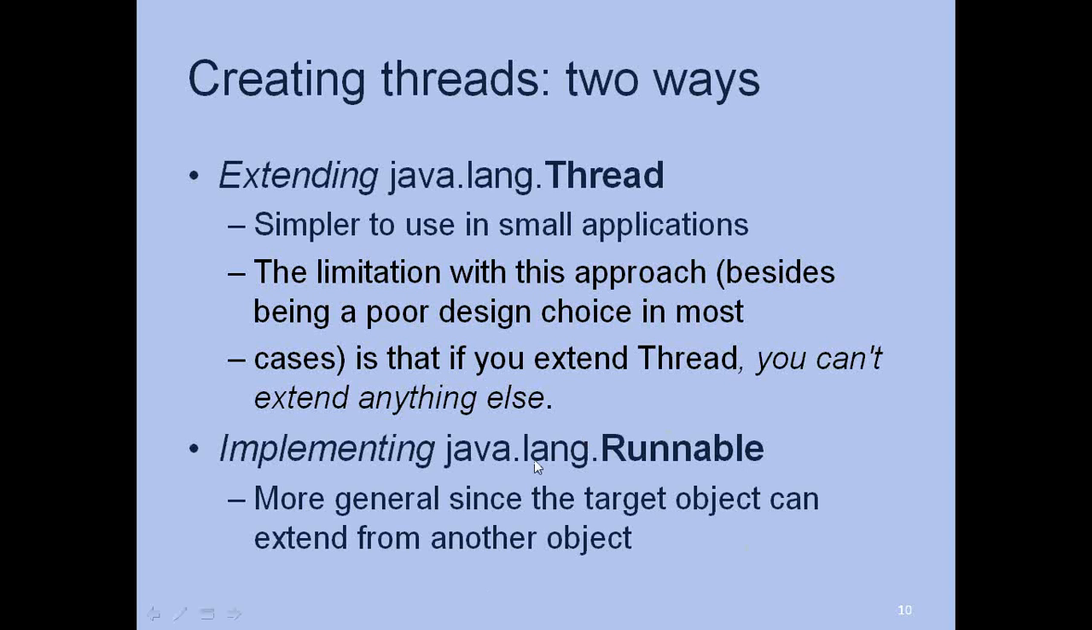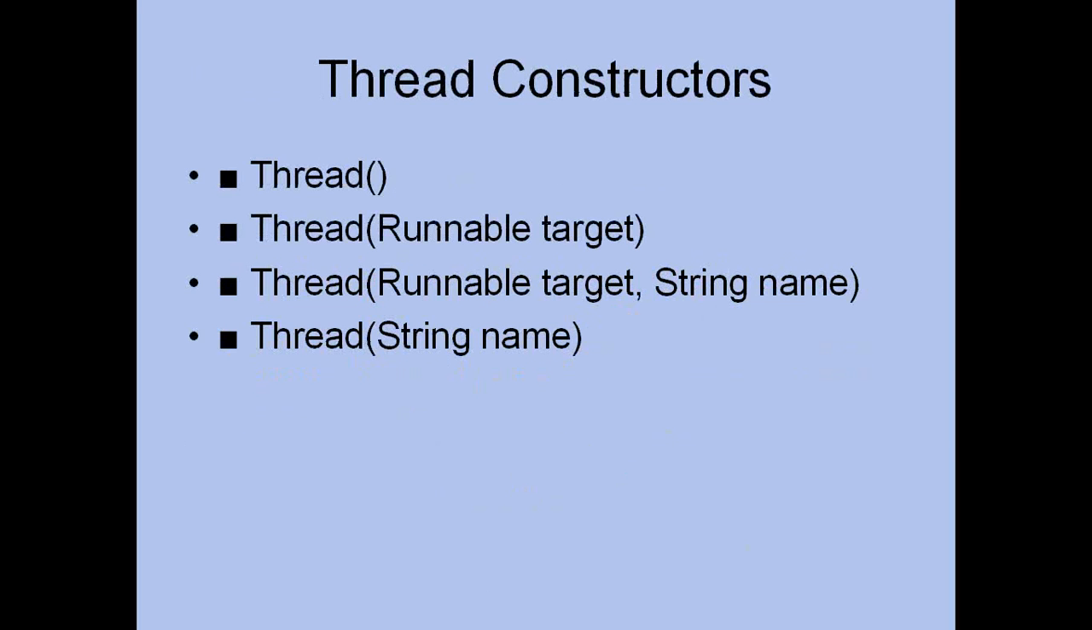The second way to create a thread is by implementing the Runnable interface. I will show you that. Before we go there, let me quickly show you what the constructors for a Thread class are. A Thread class has a default constructor, and it can also accept a Runnable target, which is a Runnable interface, and it can also accept a Runnable interface or a reference implementation of that with a string name.